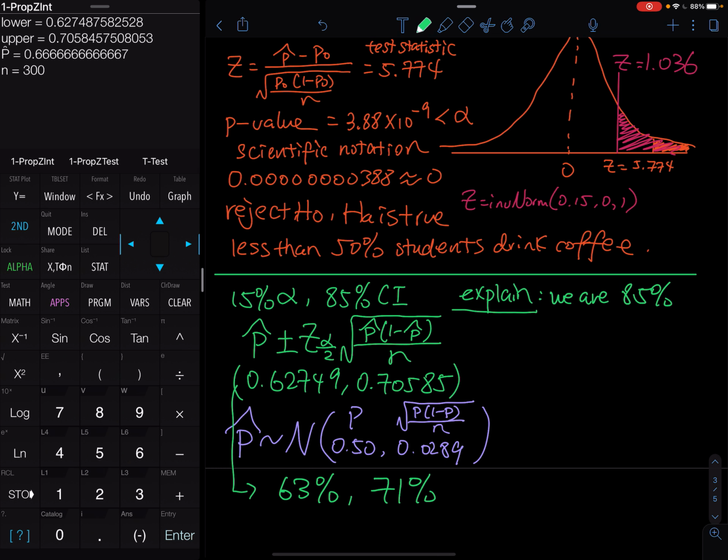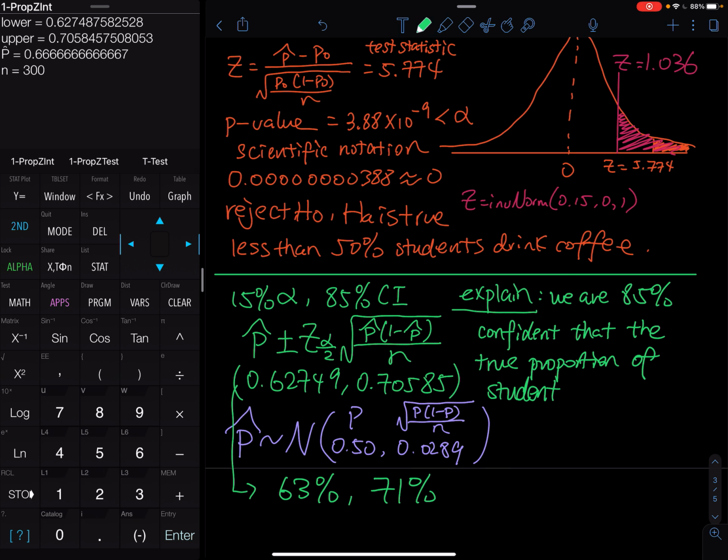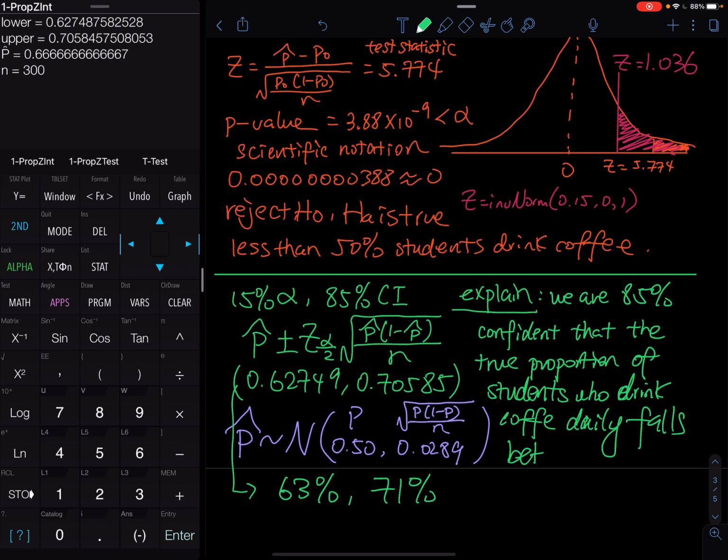85% confident that the true proportion of students who drink coffee every day, of college students who drink coffee daily, falls between 63% and 71%. What does that mean?